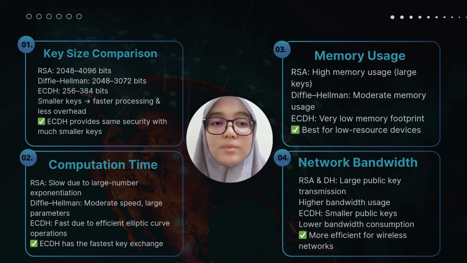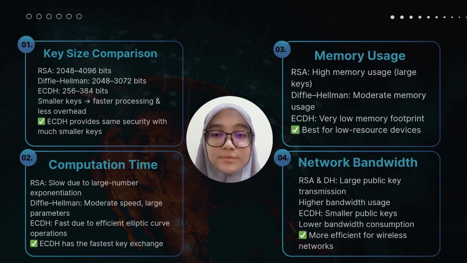Traditional Diffie-Hellman performs better than RSA, but still uses large parameters, making it moderately slow. ECDH is the fastest among the three because elliptic curve operations are more efficient even with smaller keys. This makes ECDH suitable for systems that require fast connections, such as secure web browsing.